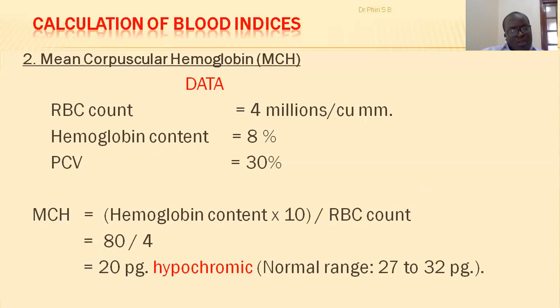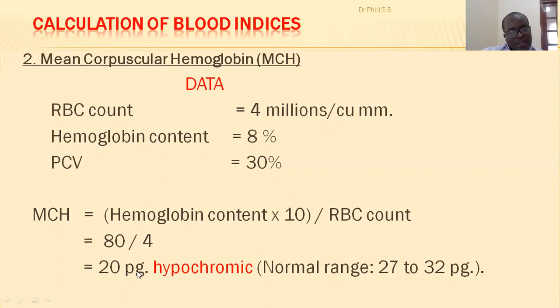So your hemoglobin content is 8% or 8 grams per deciliter. So 8 multiplied by 10 to give you 80. Your red blood cell count here is 4. So 80 divided by 4 to give you 20. So 20 picograms. Don't forget the units.